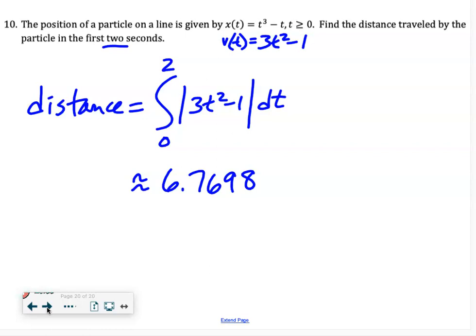For displacement, would you just be basically like starting or ending point? You could, absolutely. If it was displacement, you could just plug in the 2 and plug in the 0 into your position function and subtract. Or you could do a definite integral of the velocity without the absolute value and get the same thing. All right, good.